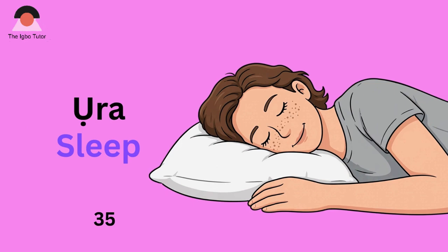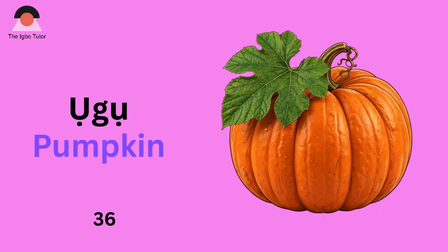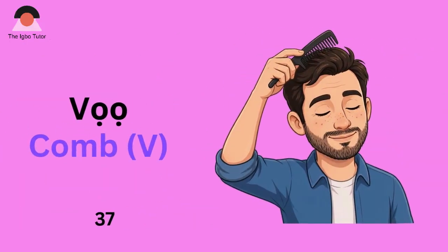We go to 35, ora, sleep. This is a noun form, ora, sleep. We move to 36, ogo, pumpkin. Ogo is a kind of vegetable that Igbos use so much.